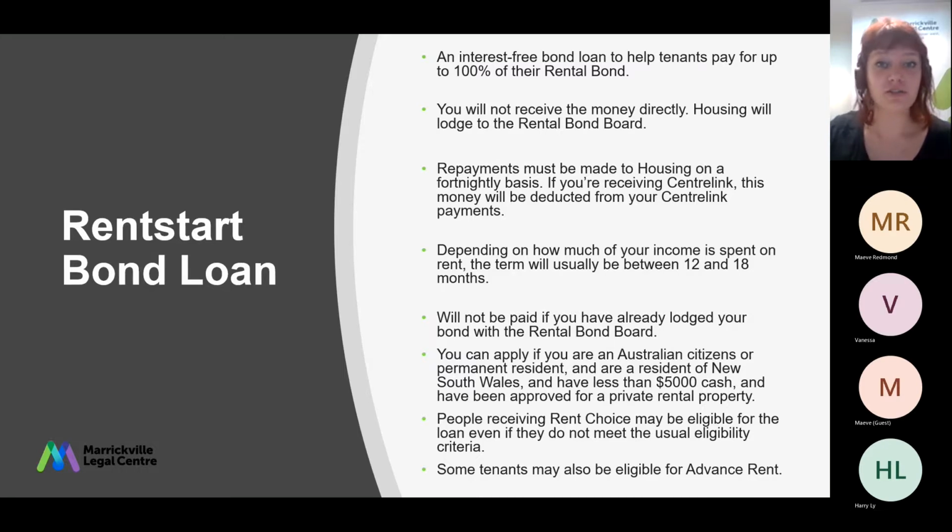You won't receive this money directly. The money will go to the Rental Bond Board. And if you've already lodged your bond at the Rental Bond Board, unfortunately, you won't be eligible for this. As I mentioned, it is interest-free. The amount of the repayments will depend on the length of your term, and that will usually be between 12 and 18 months. Usually you will need to be an Australian citizen or permanent resident, a resident of New South Wales, have less than $5,000 cash, and be approved for a private rental property.